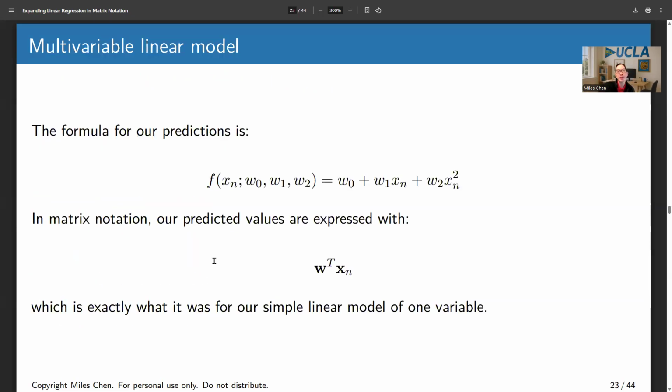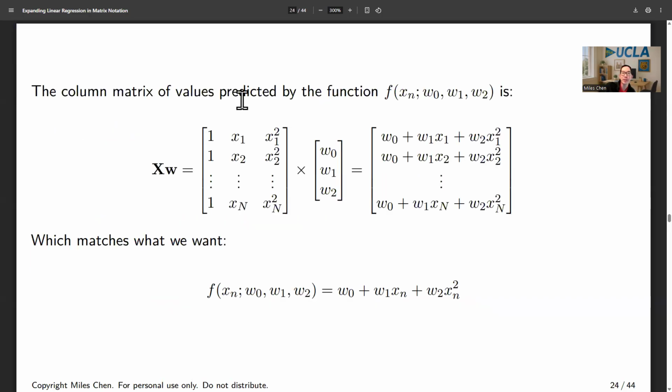We will run into an issue a little bit. Anyway, here our predictions are the intercept plus the slope, our first order term, w1 times xn, and w2 times xn squared. And again, our predicted values are still found by doing w transpose xn, or X times w for all of our values. In matrix notation, it's exactly the same as when we had just one variable. And therefore, when we make our predictions for all of our values, it's still just X times w.